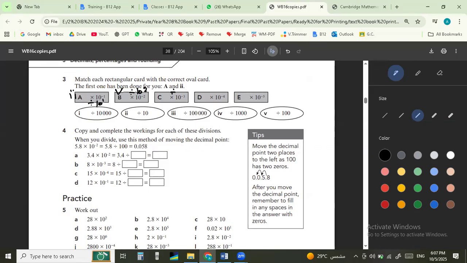This one is divided by 10 to the power of 3. I don't have 10 to the power of 3, but I have divided by 1000. It's here, this one. So again, this is IV, this is V, this is I.